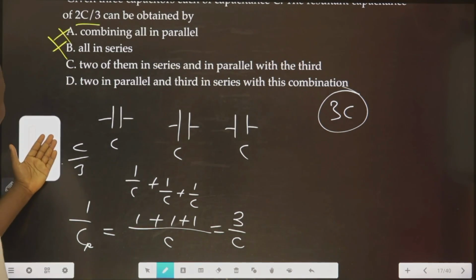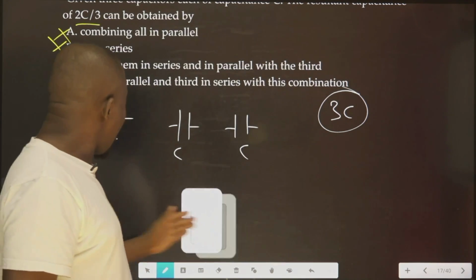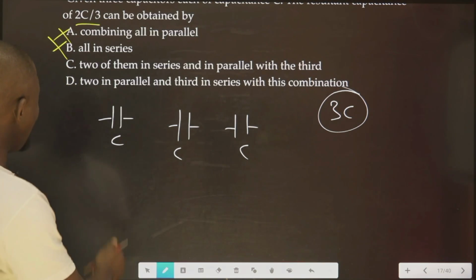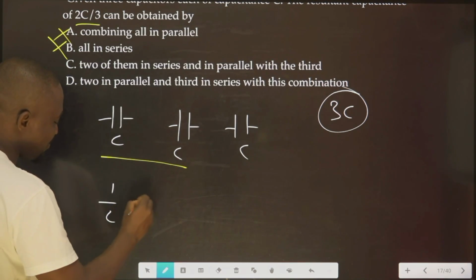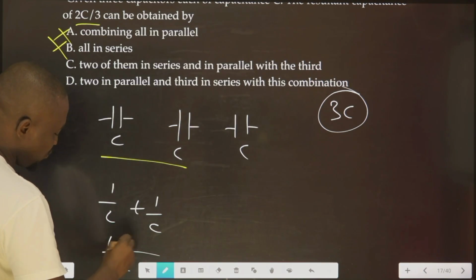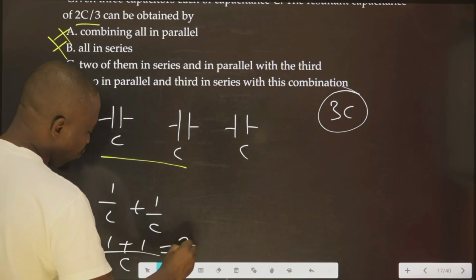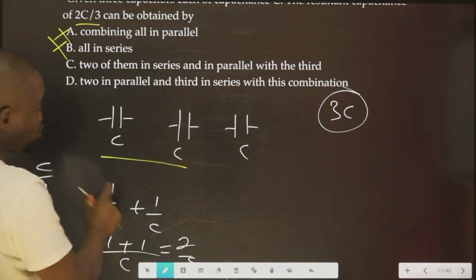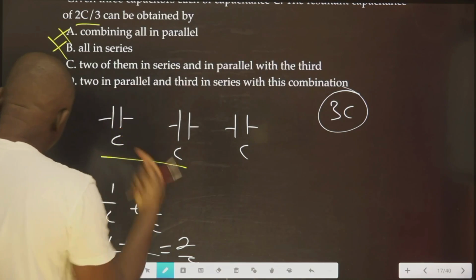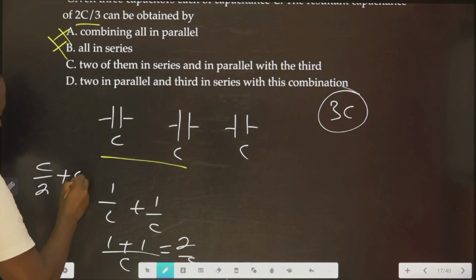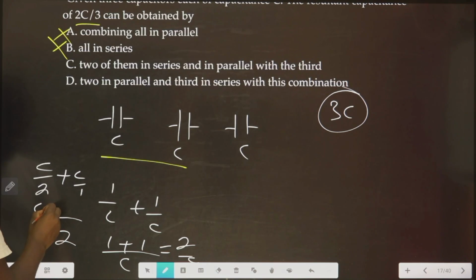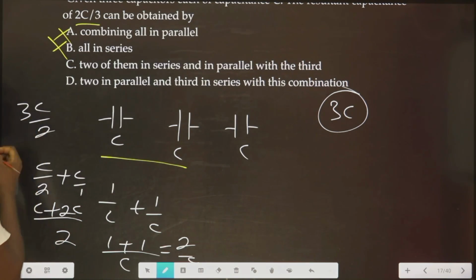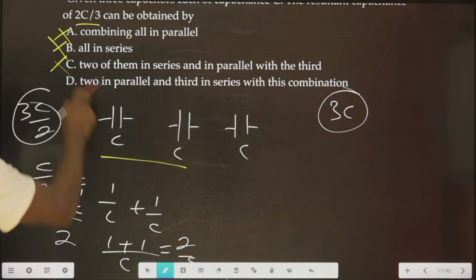Okay? Let's continue the analysis. Another one says 2 in series. If 2 are in series, let's say these 2 are in series, you do 1 over this plus 1 over this. That is 1 plus 1 equals 2 over C. Then you turn it upside down to have C over 2. That is the effective resistance for 2. Then this one is now joined to them to be in parallel. To be in parallel, simply add it to it. C over 2 plus C. That is 3C over 2. Again, this is wrong.